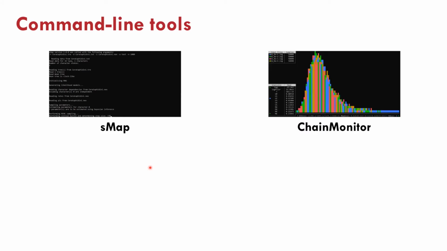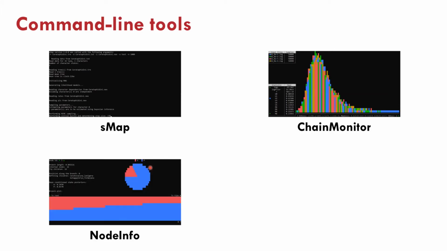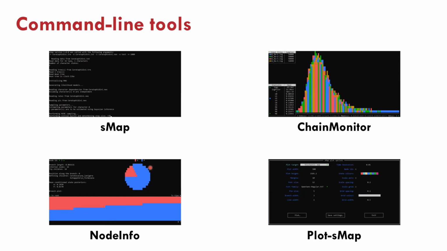We also have this chain monitor, which again is a bit like Tracer, but it is a command line program. And this means that you can use it on a server without having to download any trace files or anything. And we also have node infinite plot sMap, which are instead used to view the results of the analysis. So if you read our paper, you'll find a couple of examples of how sMap can be used.